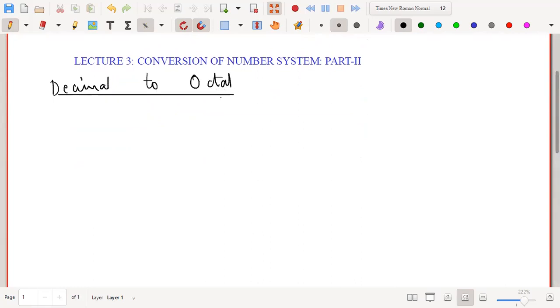For example, suppose I have a number in decimal. Let us say that I need to convert this 175, which is in decimal, to the respective octal. We do not know the number right now, that is to the base 8. So we will use continuous division by 8, because when we convert decimal to binary, we divide the number by 2. Here we will continuously divide this number by 8.